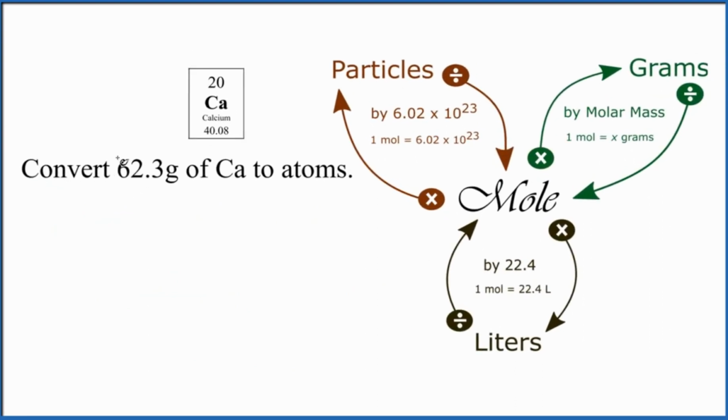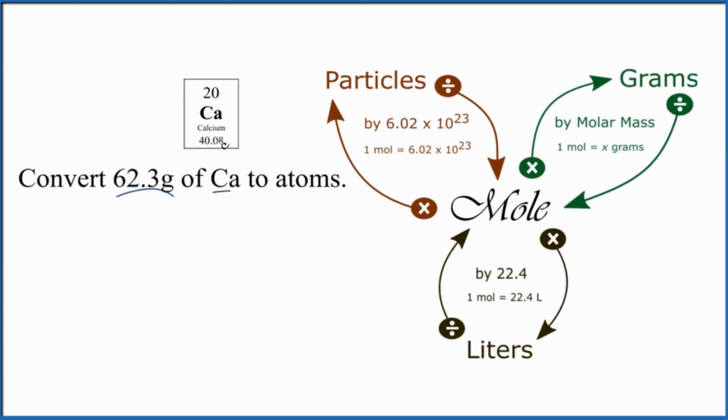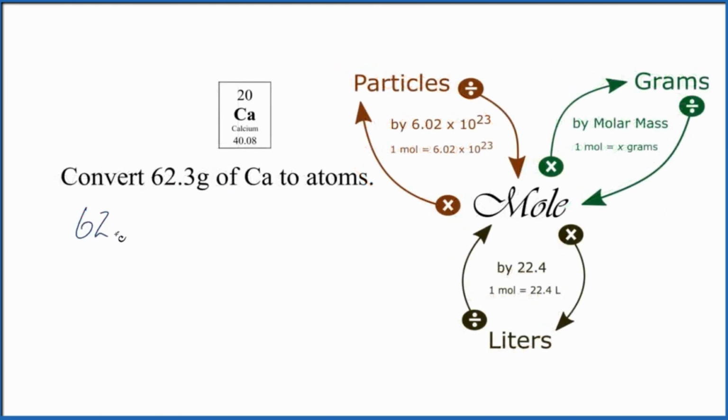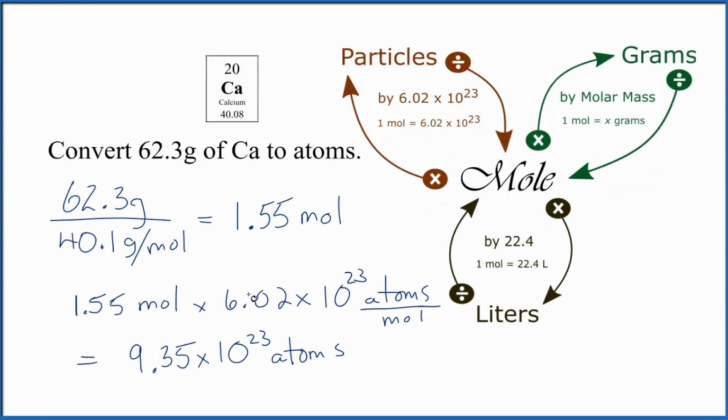So now you give it a try. Convert 62.3 grams of calcium to atoms. Remember, you've got your map here, and here from the periodic table, we have the atomic mass of calcium. So we start with our grams, we divide by the atomic mass of calcium. So we're going from grams to moles. We divide by the atomic mass, in this case, of calcium. Then we take our moles here, and we're going to multiply by Avogadro's number, and that gets us to atoms or particles. Note that grams canceled out here. That left us with our moles, and then moles canceled out here, and that left us with atoms.